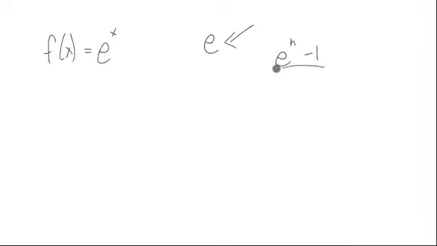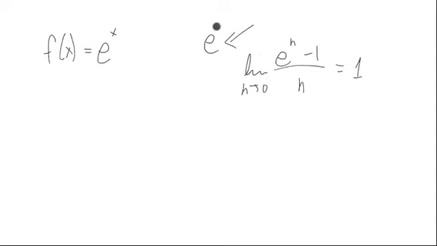We're going to look at a special derivative of e to the x. But first, let's take a look at what e is. By definition, e is the number such that the limit of (e to the h minus 1) over h equals 1. That's just how we define what e is.